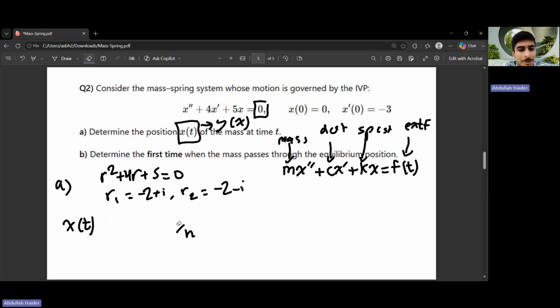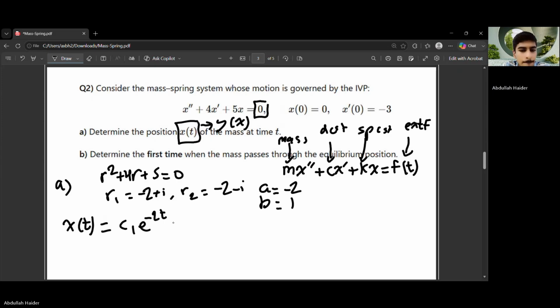But since this is already a homogeneous equation, we don't have to worry about x of h. You don't have to write x of h literally. So this would give us C1. Note that A is equal to -2, B is equal to the positive coefficient of i, which is 1. C1 e power minus 2t cosine t plus C2 e power minus 2t sine t. This is your x of t, but we're not done yet.